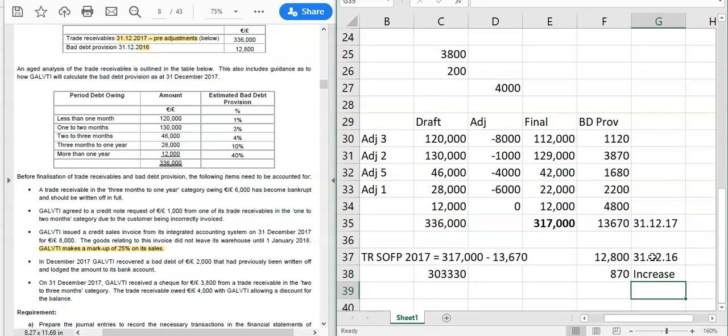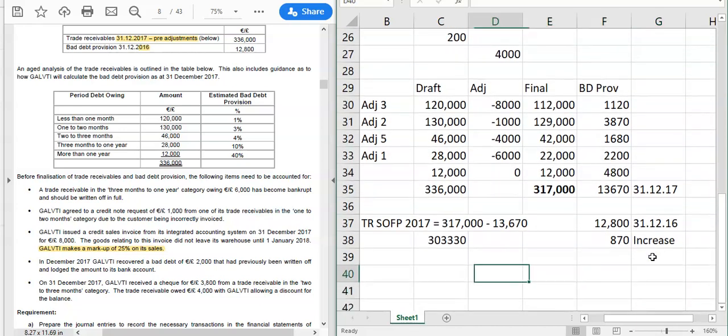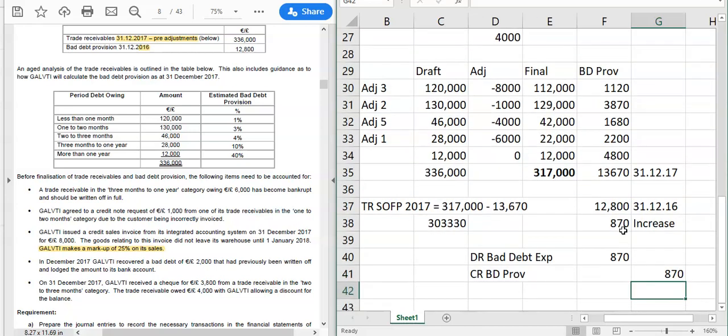So remember, when you have an opening balance in the provision, you do not recognize the full amount. And the debit and credit here will be debit, bad debt expense, because an increase is bad, because you expect more people not to pay you. So debit that expense 870 and credit your bad debt provision. You're bringing it up from 12,800, which is an opening balance, up to 13,670. So credit bad debt provision 870. Right? So that's quite tricky, and that was where part B is linked into part A.